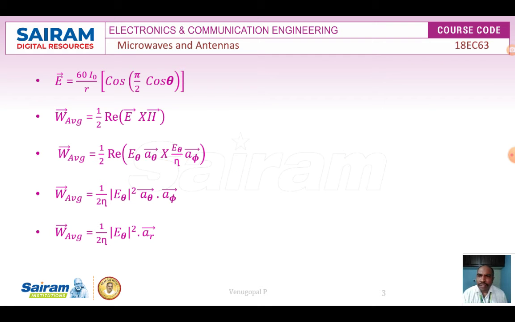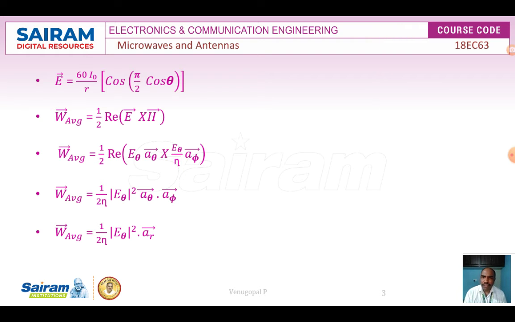So look here, the electric field for the half wave dipole or lambda by 2 antenna is given by 60 I naught by R into cos(pi by 2 into cos theta) divided by sin theta. You have to keep this standard equation of the electric field in your memory, and also the electric field in the short dipole. Remaining is very simple. So how to find the average power density?